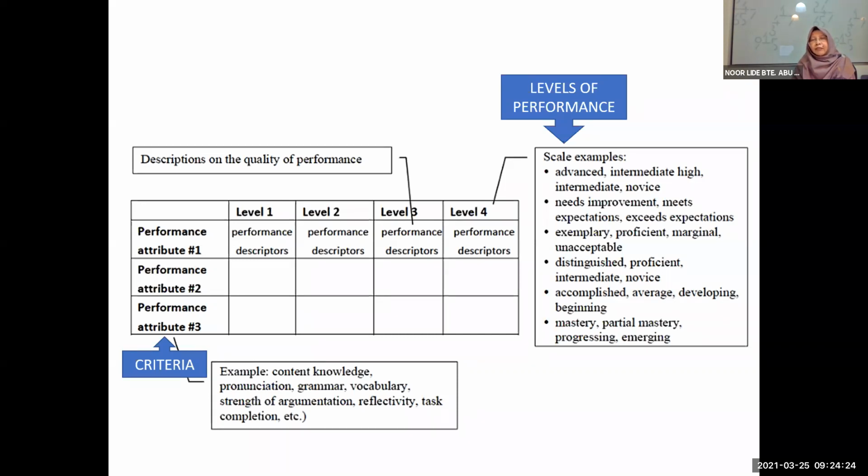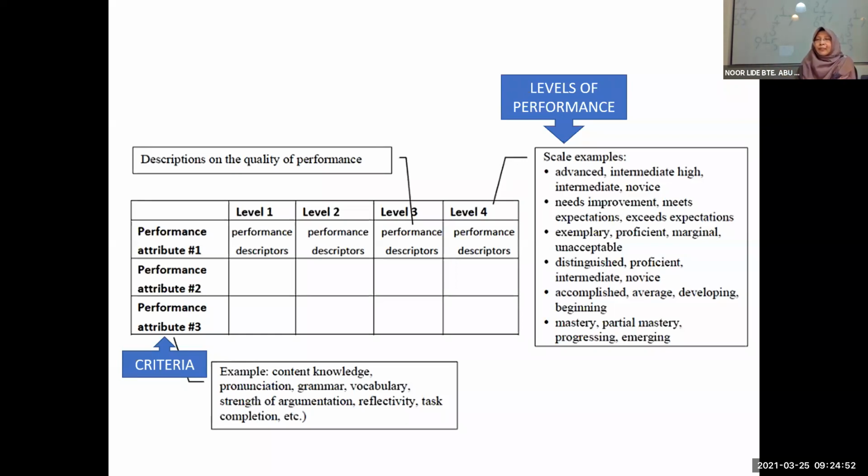After you have decided on the levels that you want to have, then come the descriptors. The descriptors must be written very carefully, very objectively, and very clearly so that people can understand. For the levels of performance, you can use any of these depending on the task that you have given the students. Choose something which is appropriate.